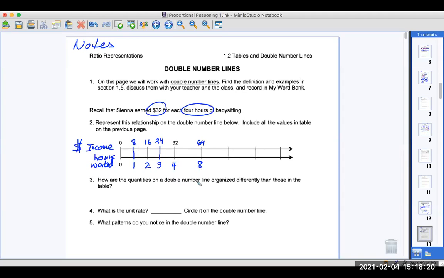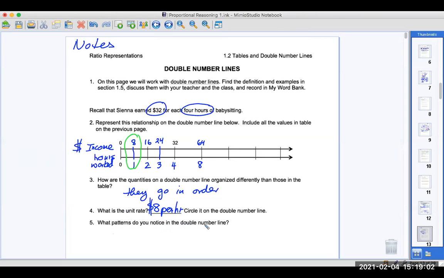How are the quantities on a double number line organized differently than those in a table? I can see that they kind of go in order. Do you see that? That's how I see it. You might see something else. I'm going to just say that. What is the unit rate? The unit rate, remember, per one. $8 per hour. Okay, $8 per hour. Circle it, there it is, okay?